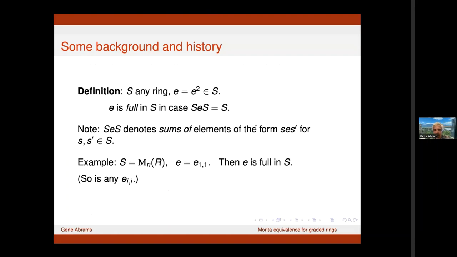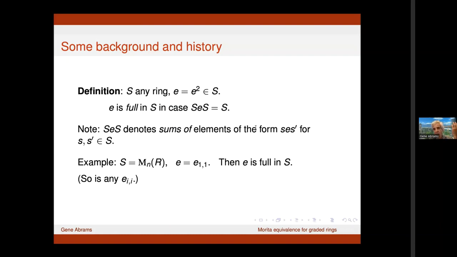Okay, I'll try to keep the definitions to a minimum here. Take an idempotent in a ring. The idempotent is called full if the two-sided ideal generated by that idempotent gives the entire ring. And it's important to keep in mind that when we use the notation SES, it means not only elements of the form s1 e s2, it means sums of elements of those forms. As a good example, take the n by n matrix ring over R, and take the idempotent in the 1,1 coordinate, which is 1 there and zeros everywhere else. Then this is full in the n by n matrix ring. There's nothing special about E11.